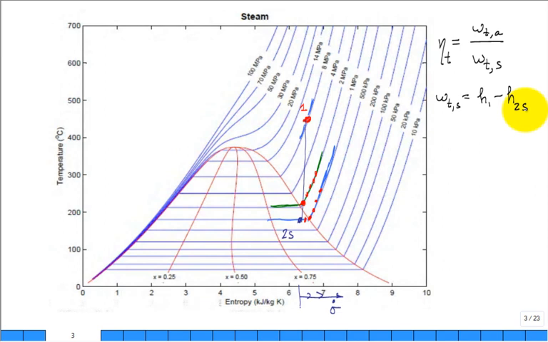And H2S is gotten by a property evaluation where you're just looking up enthalpy as a function of the exit pressure of that steam turbine and the entropy, where the entropy is equal to the inlet entropy, S2 equals S1. That's isentropic expansion. So think about, how do I get H2S? It's a property evaluation, knowing two other properties, P and S.